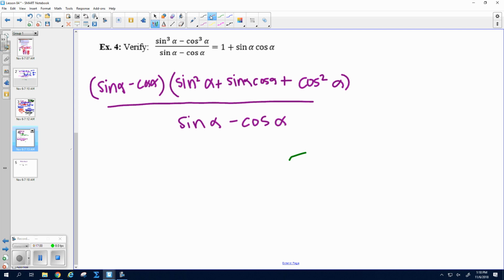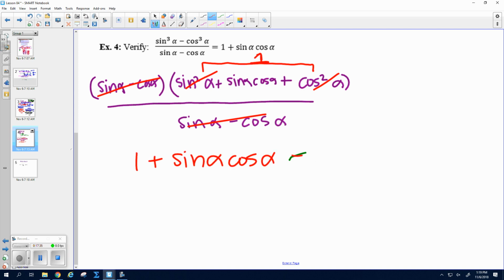Cool. So Jake, what cancels? Ooh, that's a nice thought. What does that equal to? Right, so that doesn't cancel, but that is equal to 1, which I'm going to change here in a moment. Okay, what else can we cancel, Hannah? Yep, that would be lovely. And now I'm going to rewrite this. This becomes positive 1 plus sine alpha cosine alpha. And that's exactly what we were trying to get.